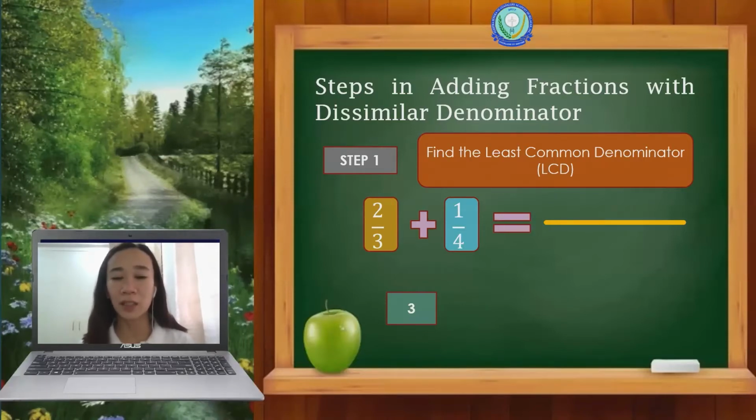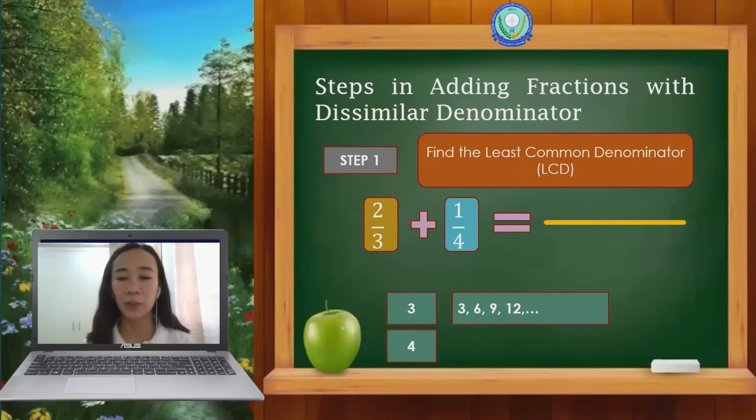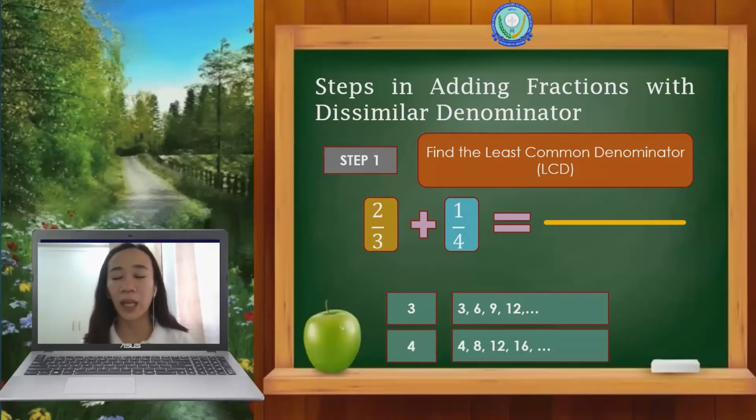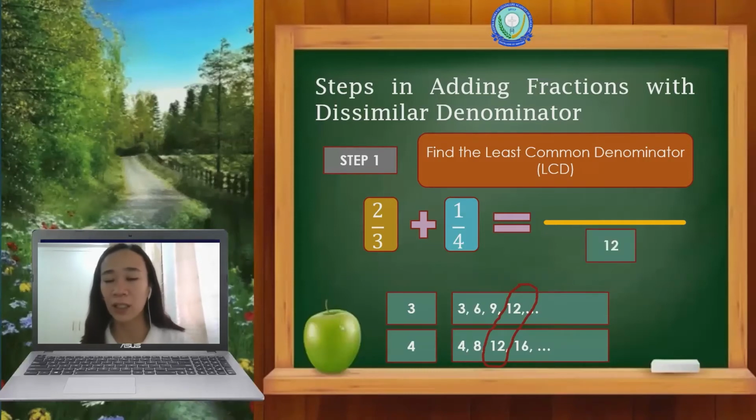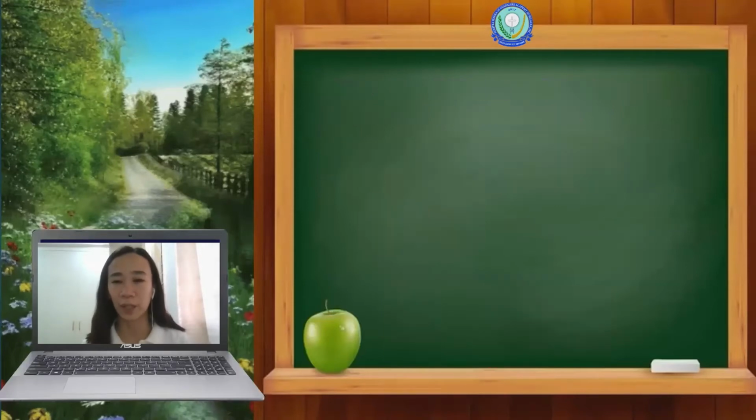So let us find the multiples of 3. 3, 6, 9, and 12. How about the multiples of 4? 4, 8, 12, 16. And as we can see, we can stop now since we are able to find a common multiple for both 3 and 4, which is the number 12. And meaning to say, the number 12 is our LCD, or the least common denominator.